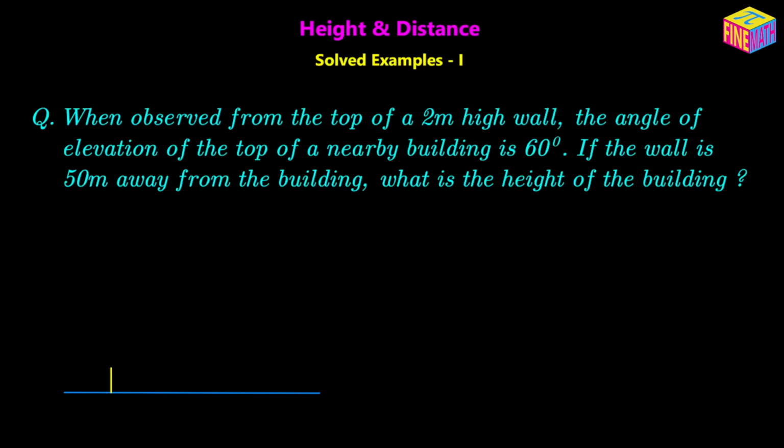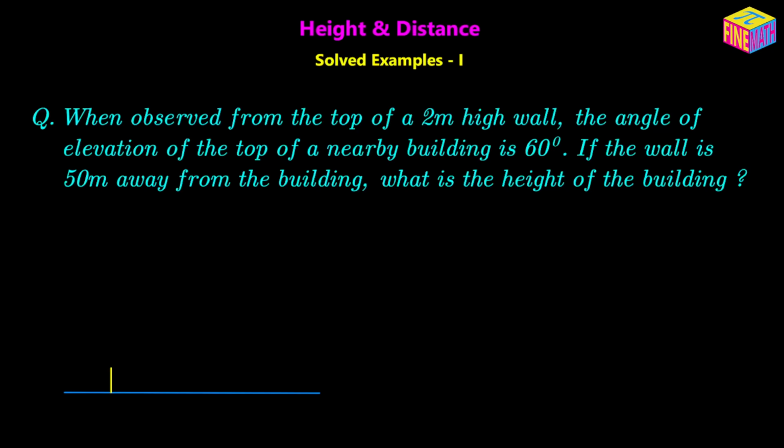And again, when we say wall or building or stuff like that, we have to assume that they are all vertical. That means they will be perpendicular to the ground level horizontal line. So these are all kind of vertical upright position and they make 90 degree angle with the horizontal line. That is a given assumption in this type of problems.